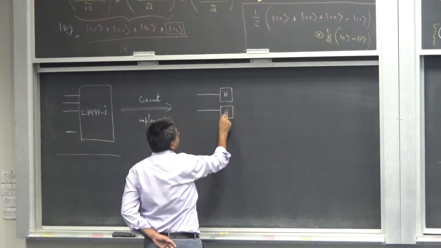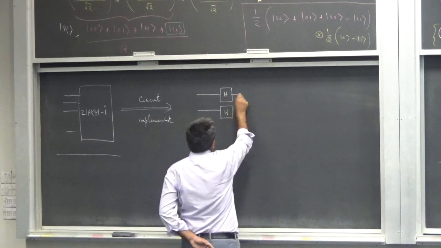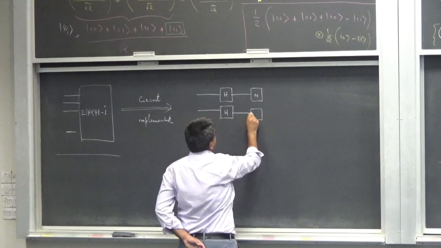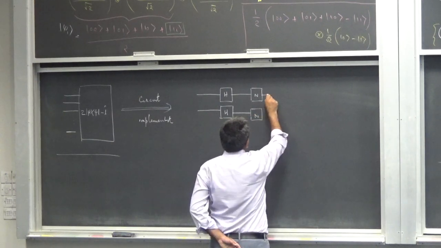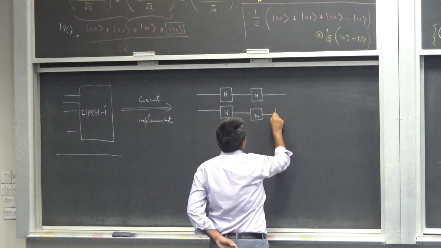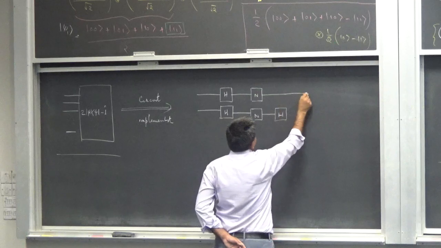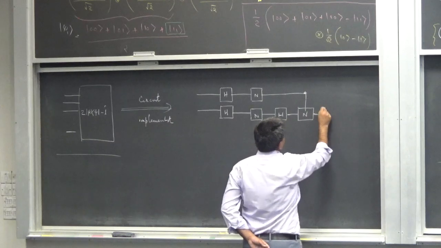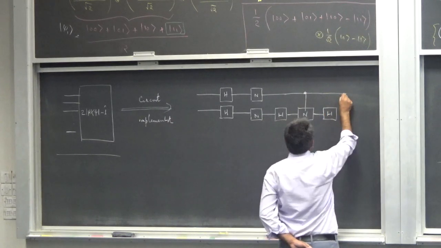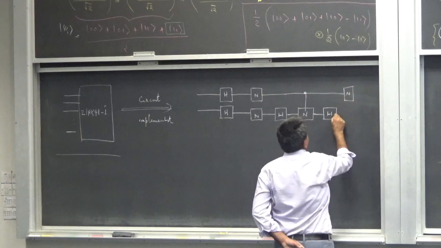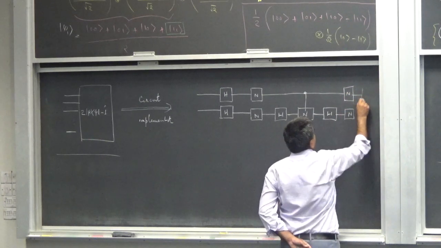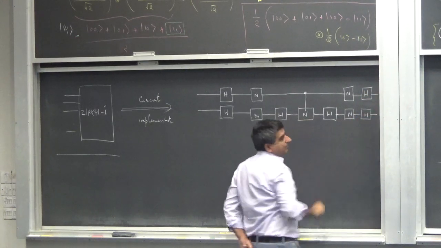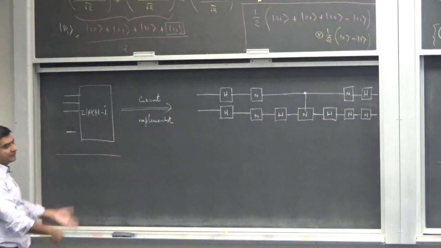2 Hadamards, 2 NOT gates, Hadamard, controlled NOT gate, Hadamard, followed by 2 Hadamards. This is how you implement this.